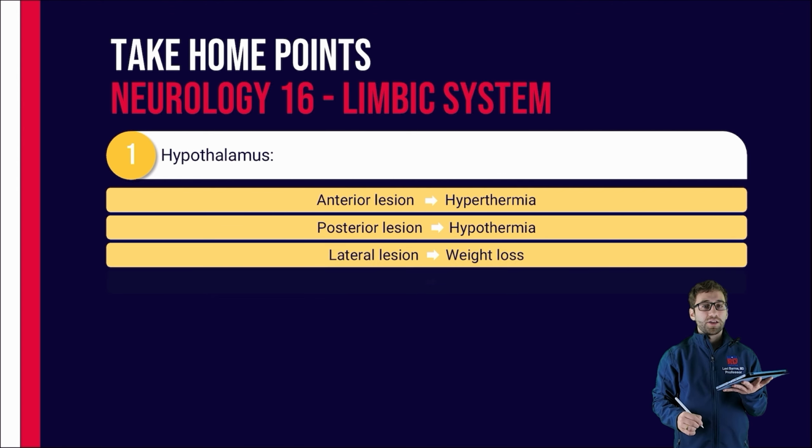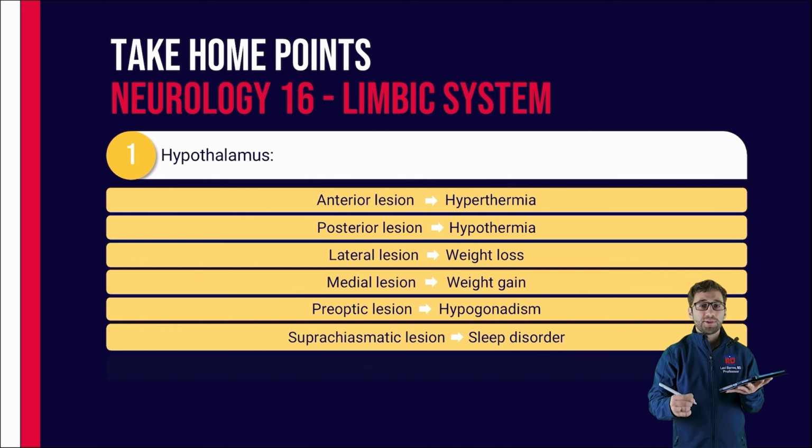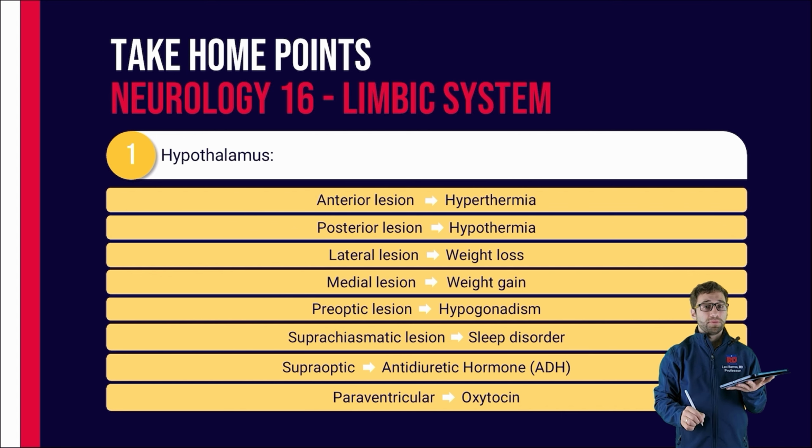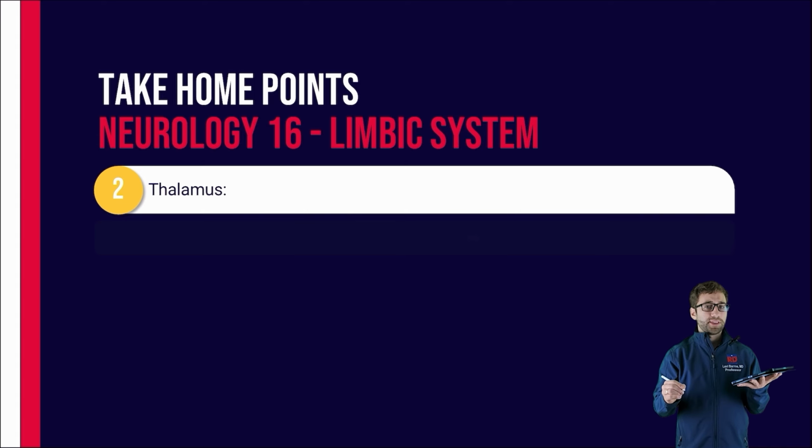The suprachiasmatic nucleus regulates circadian rhythms, and its lesion can cause sleep disorders. The supraoptic nucleus is involved in the release of antidiuretic hormone, or ADH, crucial for water balance, while the periventricular nuclei release oxytocin, important for uterine contractions and lactation, mostly uterine contractions. Okay? Let's move forward. Well, the thalamus acts as the brain's relay station for sensory and motor signals, mostly sensory.